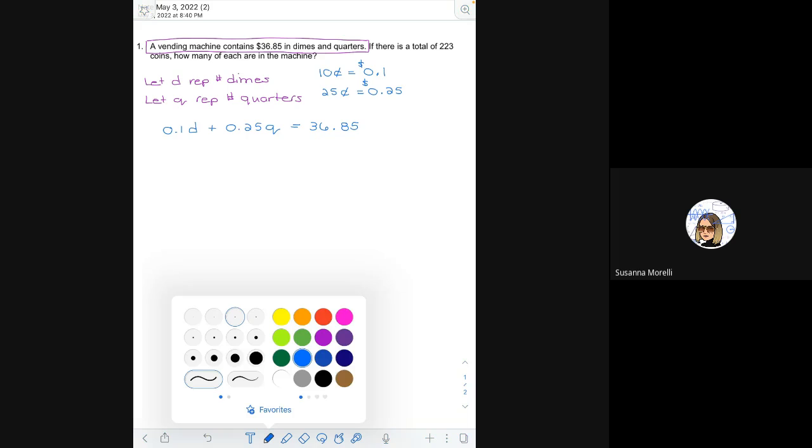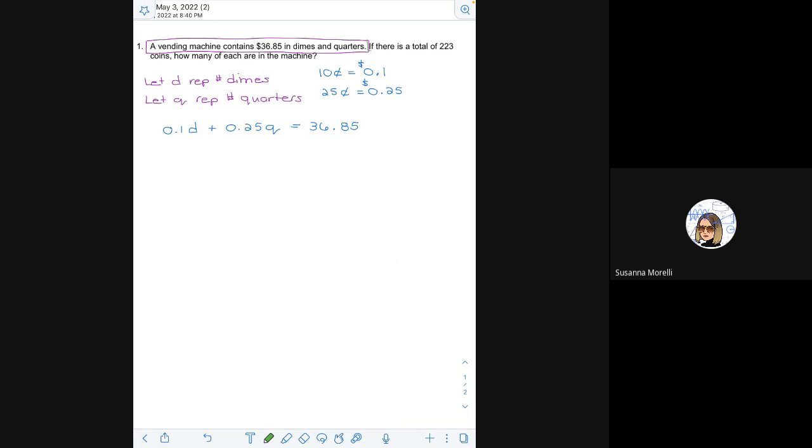Then we come to the second statement, where it says there's a total of 223 coins. So that means dimes plus quarters is equal to 223. If you know how many dimes there are or how many quarters, you can figure out the other value. So we're going to isolate for either D or Q, and it doesn't matter. We'll say D is equal to 223 minus Q, or you could do Q is equal to 223 minus D. Either one, it doesn't matter.